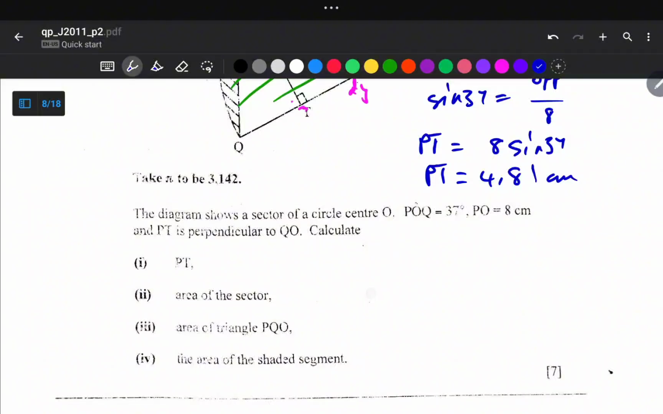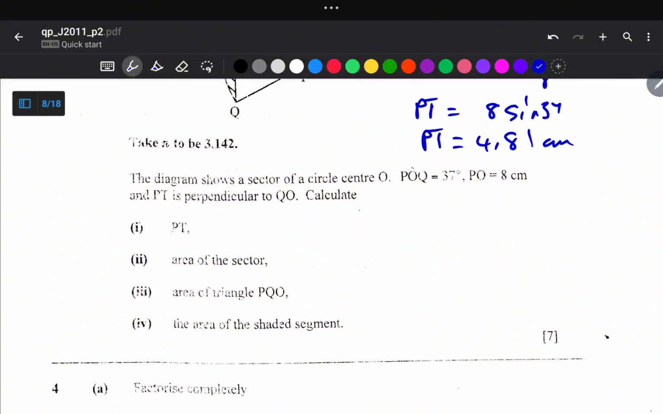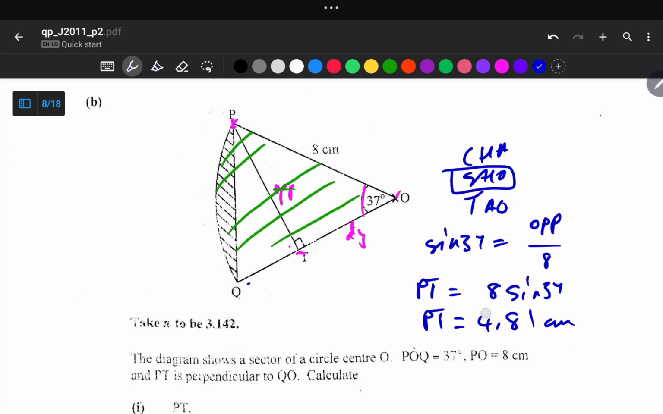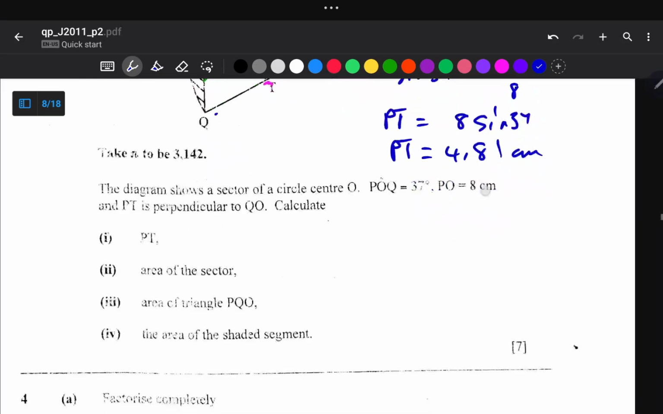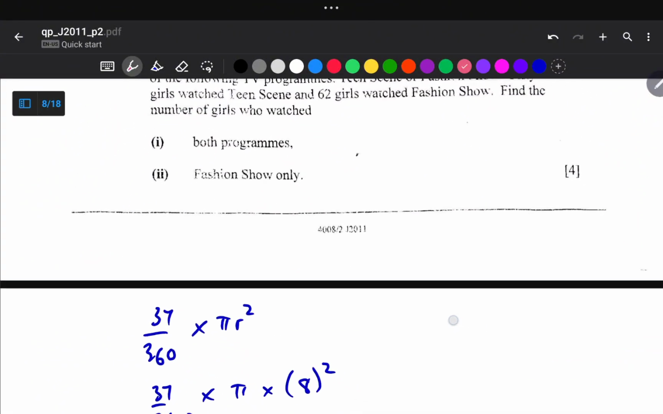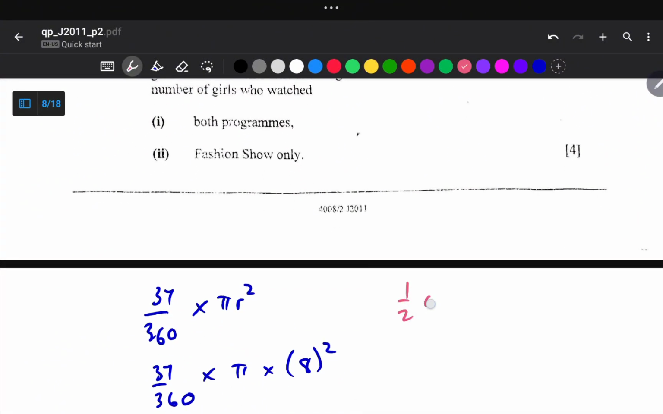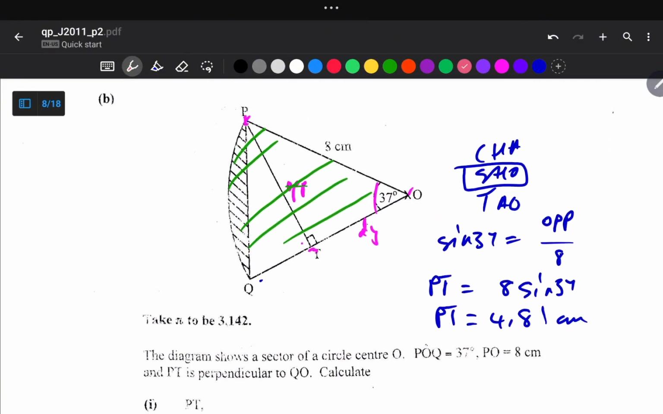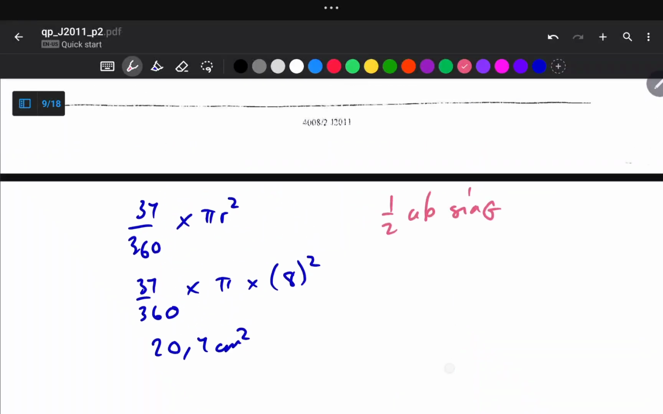And then the next part of the question says calculate the area of the triangle PQO. So we are required to calculate the area of this triangle PQO. This one is a non-right angle triangle. So to calculate the area of this triangle, we are going to use this formula which says half AB sine of theta. So our A and B are our radius, 8 centimeters. So this is our A and this becomes our B. So A and B are of the same magnitude.